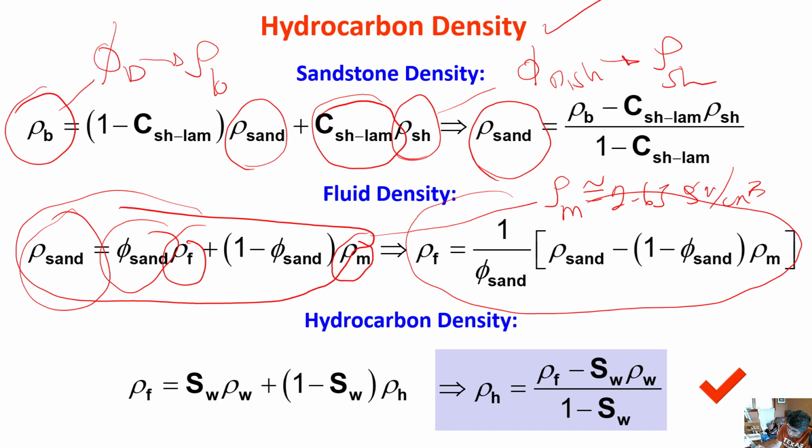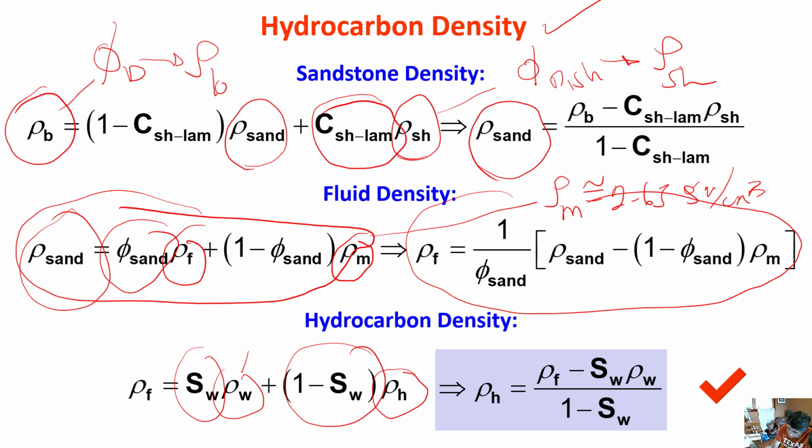And now the density of the fluid, we go and understand that that fluid might be a combination of water and hydrocarbons. And if we know SW that we calculated from Archie's equation, then we can plug that in this formula where we have another weighted average in saturations, where we have the density of the hydrocarbon and we have the density of the water.